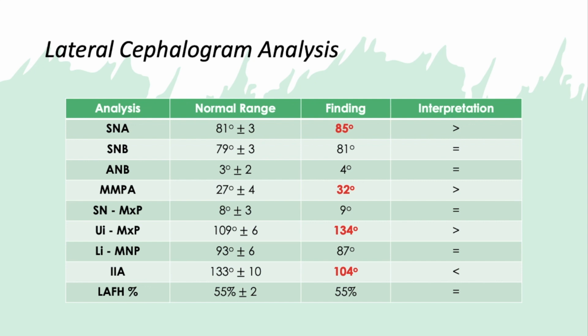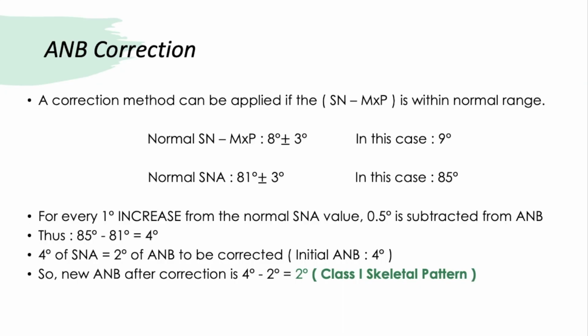Lastly, her lower anterior face height ratio is 55%, which is in the normal range. So since her SNMXP is 9 degrees, which falls in the normal range, it means that we have to perform A and B correction. For every 1 degree increase of the normal SNA, we have to subtract 0.5 from the ANB. In this case, her SNA is 85, which is 4 degrees more than the normal. Thus, 2 degrees have to be subtracted from the initial ANB.